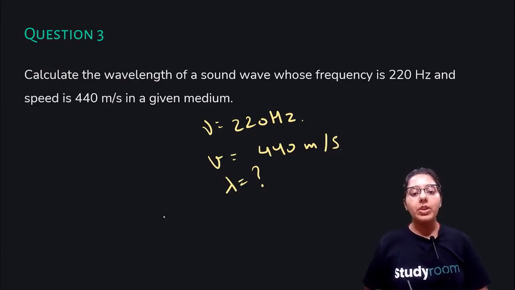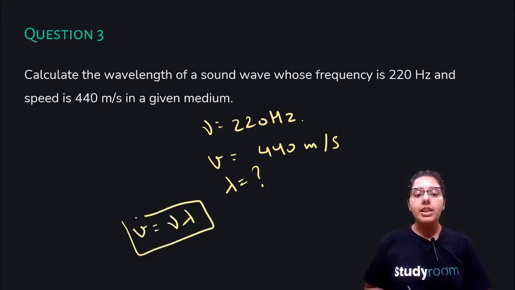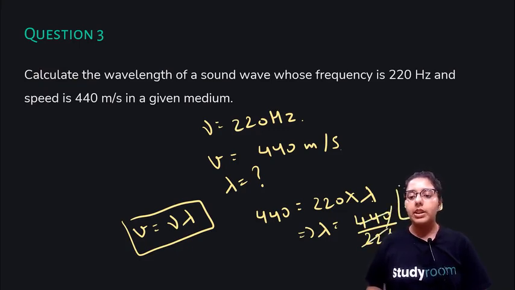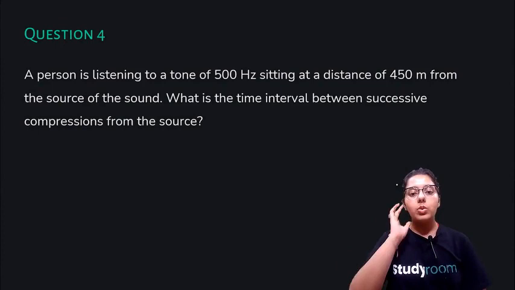Again, the same type of question, right? We know the formula V is equal to nu lambda. We'll just plug in the values. So 440 is equal to 220 into lambda. Then what is your lambda? Lambda is nothing but 440 by 220, right? So lambda is 2 meters. Okay. Let's do one more question.